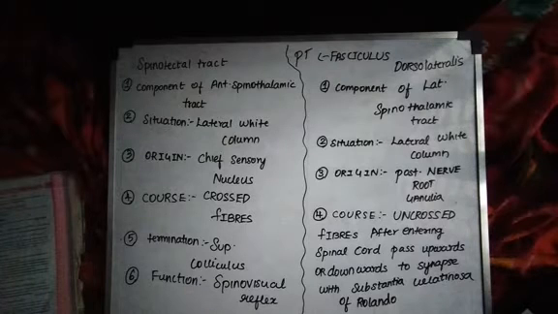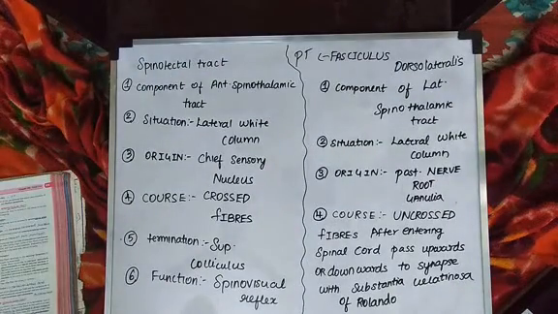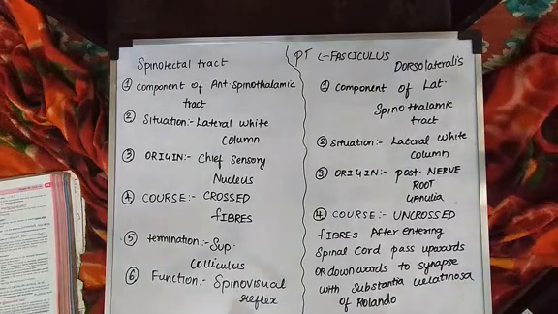The chief sensory nucleus. The course of it is crossed fibers. That means after getting originated from the chief sensory nucleus, it crosses the midline and enters the opposite side of the white column. It gets terminated at the superior colliculus. If you know about the brain entirely, these are very easy for you. The superior colliculus is located at the tectum, that is located at the midbrain.